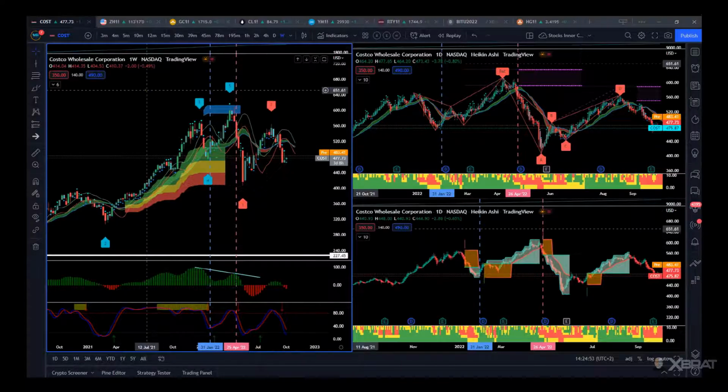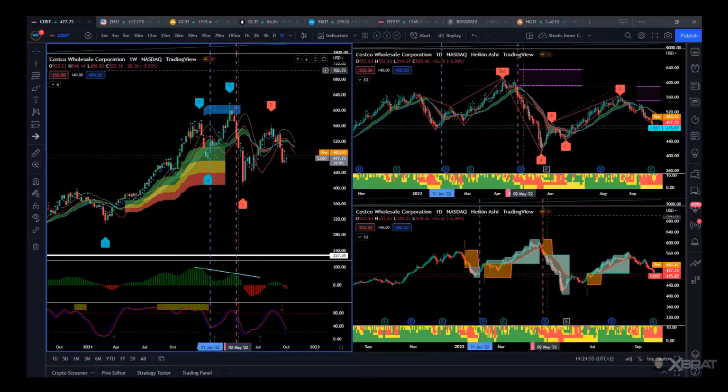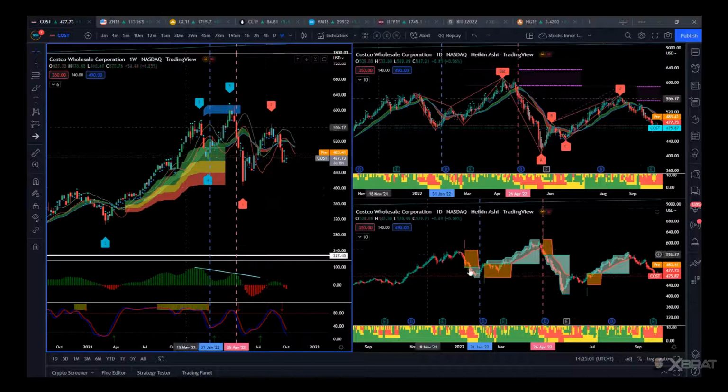So we're going to be looking at the weekly time frame and the daily time frame. On the left, we've got the weekly time frame. There's a couple of vertical lines in there, and they're to reference on the other charts, which are the daily time frame. So first of all, I'm just going to go big.